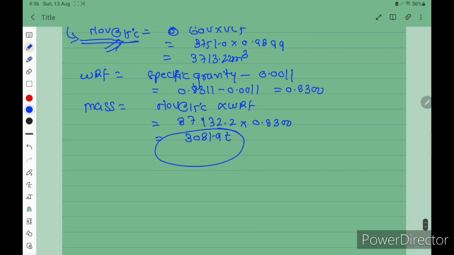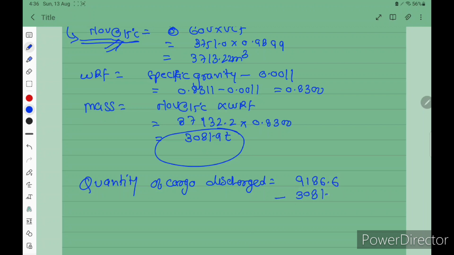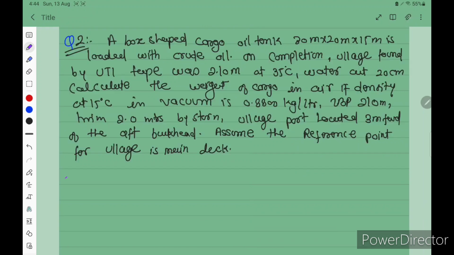So after lighterage we get these figures, and initially we got 9186.6. So quantity of cargo discharged is equal to initial 9186.6 minus the remaining one after discharge. This much quantity discharged. Okay, we'll solve the next question.